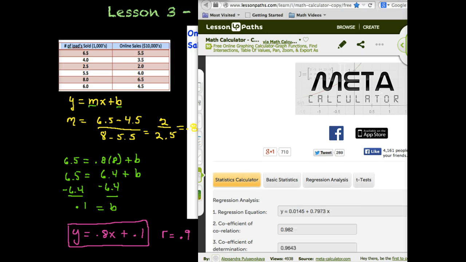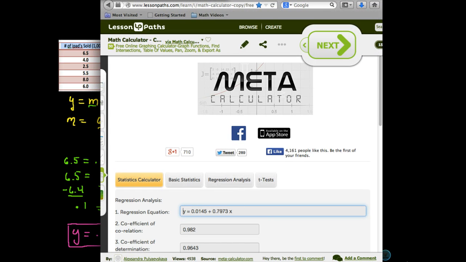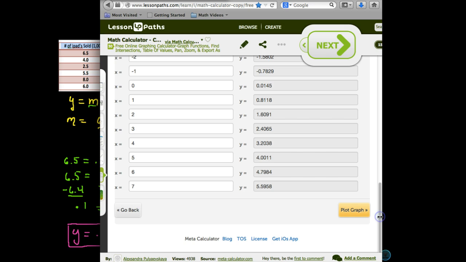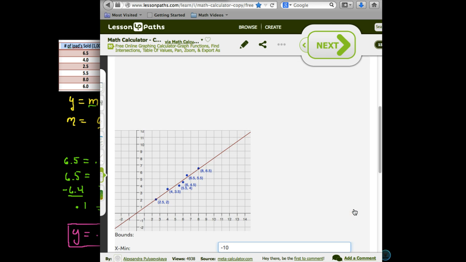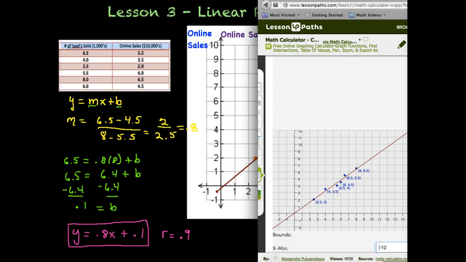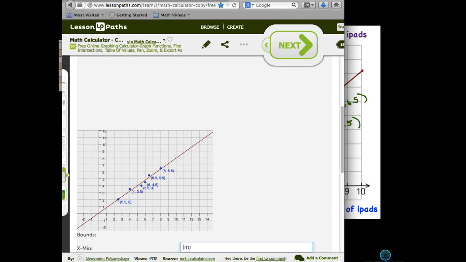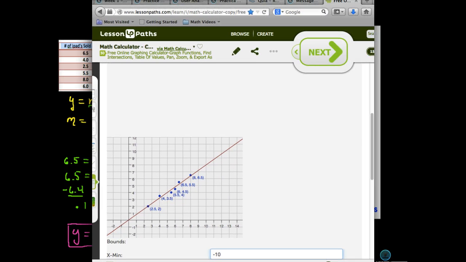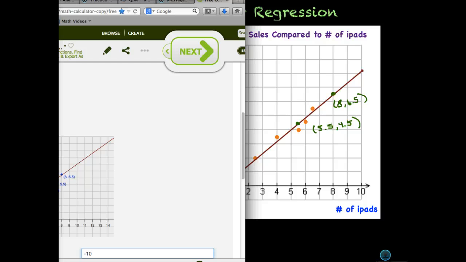Let's see what theirs looks like graphed. So let's move this over again. And if we scroll down again to the bottom, it says plot graph. Let's go ahead and plot the graph. Now we can compare how their line looks compared to our line. And it's kind of hard to fit these both in here. So let's see if we can shrink this up a little bit.